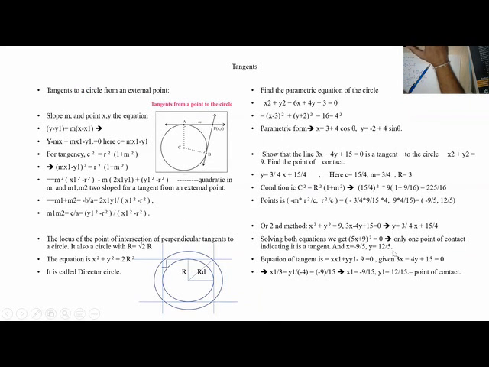So this is the second method. Equation of tangent. Otherwise we can do one more method also. What is the equation of tangent? Xx1 plus yy1 is equal to 9. So we have 3x minus 4y is also a tangent.